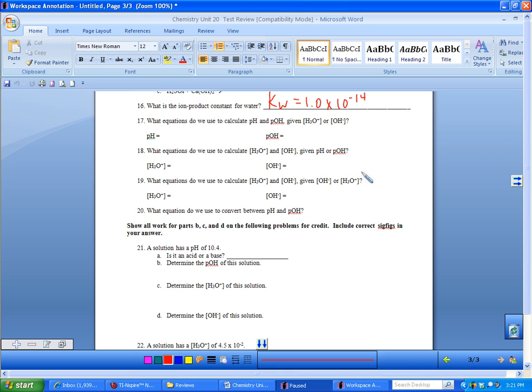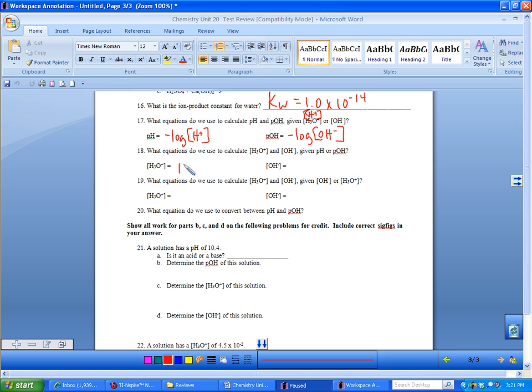What equations do we use to calculate pH and pOH if we're given the H3O plus concentration? That's also the H plus concentration, same thing. And the OH minus. Well, pH is going to be the negative log of, and I tell my kids, the H plus concentration. And pOH is the negative log of the OH minus concentration.